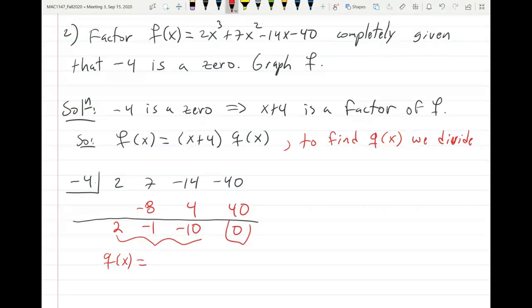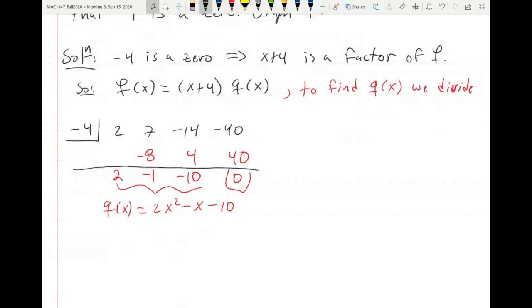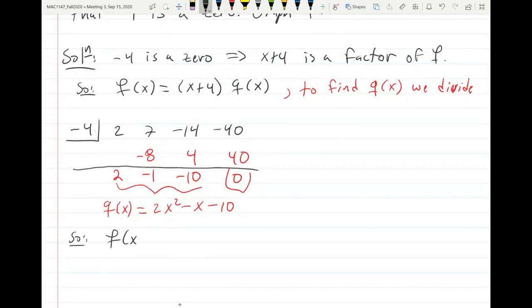Who can tell me this? What would be q of x? Very good, Maria and Frances. So it would be 2x squared minus x minus 10, right? So that means that our polynomial f is going to be x plus 4 times q. And what is q? 2x squared minus x minus 10, right?